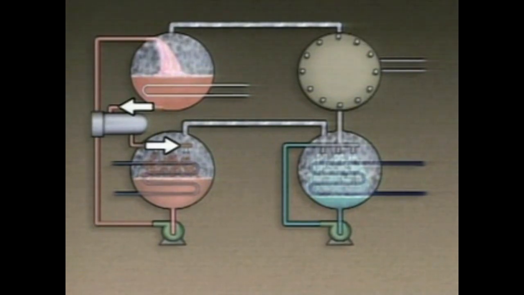This helps to maintain the low pressure in the unit. Heating the weak absorbent increases its temperature, so less steam is needed in the generator to separate the refrigerant from the absorbent. This makes the system more efficient.